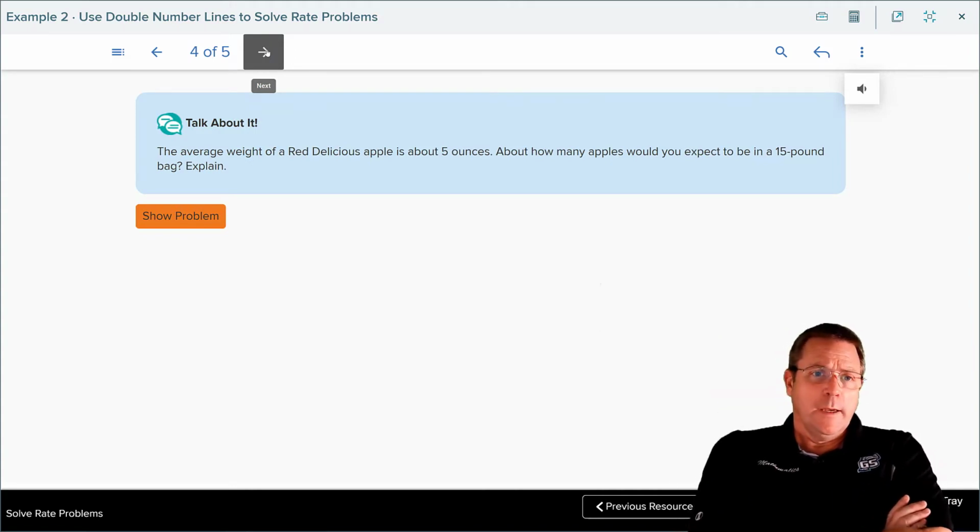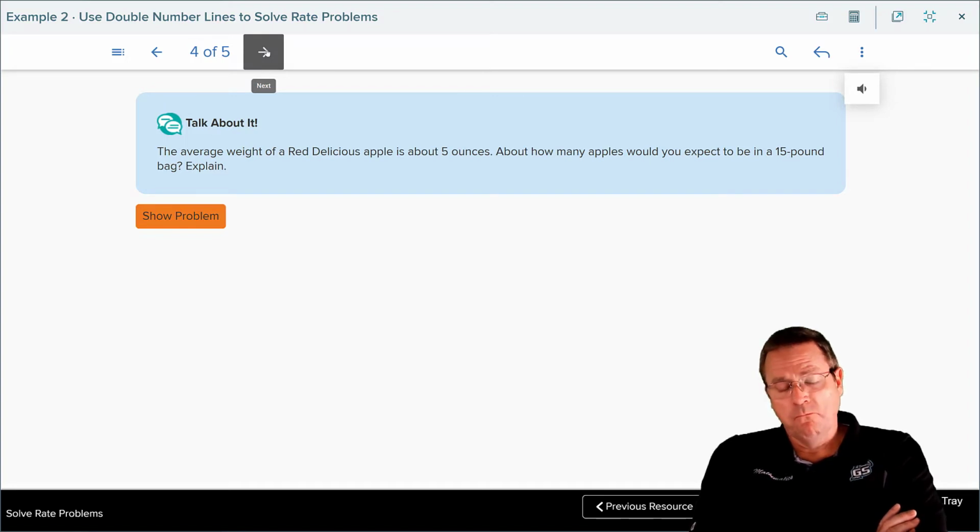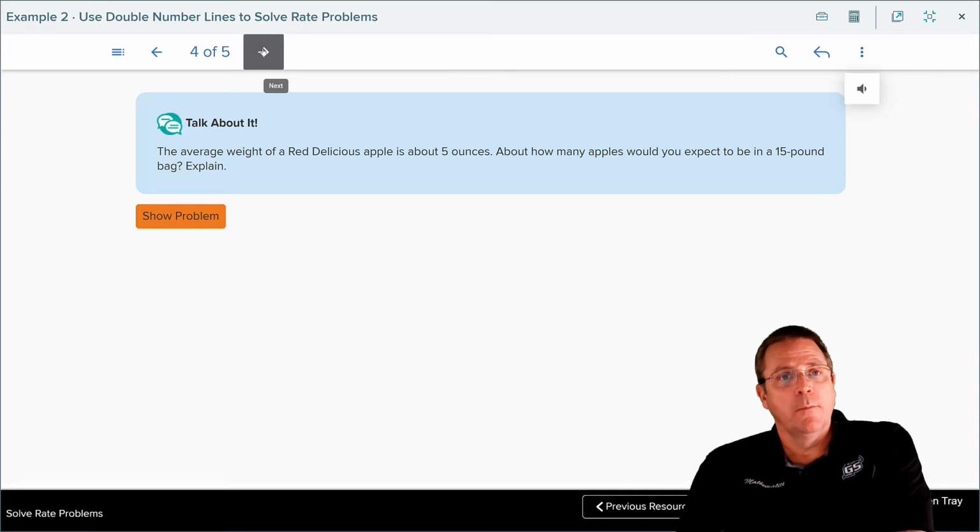The average weight of a Red Delicious apple is going to be about 5 ounces. How many apples would you expect to be in a 15-pound bag? Well, just a ballpark, I'm going to say, how many ounces are in a pound? 16. So, how many apples are in a pound? 3. And then from there, 3 times 15 is going to give you what? 45, and 45 will be the answer to that problem. Moving forward.